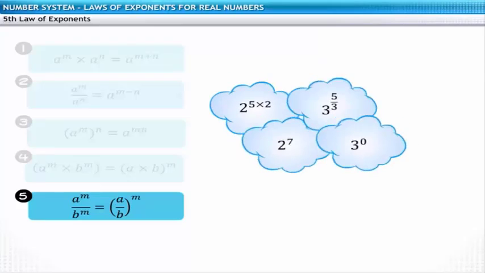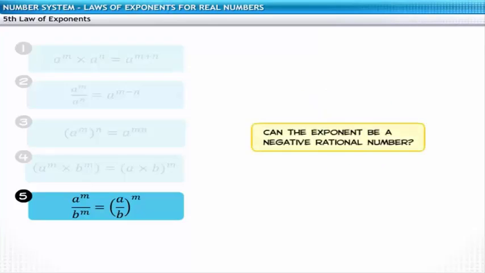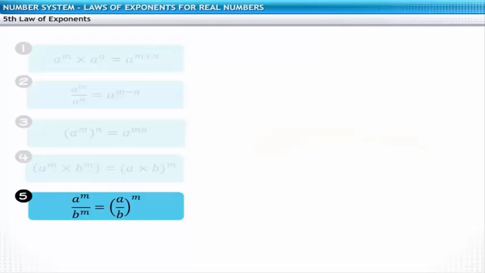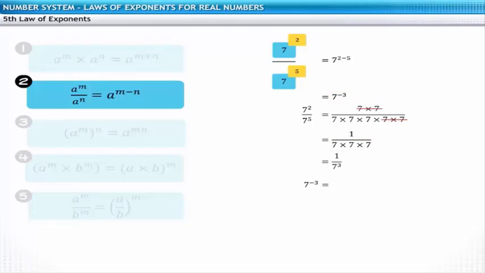So far, we have seen examples where the exponents were all positive rational numbers. Can the exponent be a negative rational number? To verify this, let's consider an example. Applying the second law of exponents, this expression can be written as follows. The answer is 7 raised to minus 3. This can also be simplified as follows. On equating both the solutions, we get the following result.